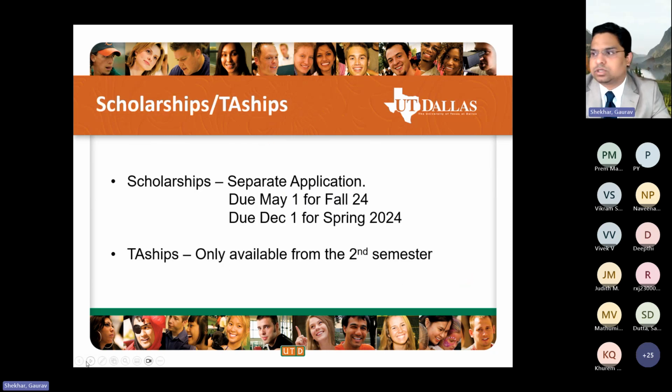Okay, scholarships. So for scholarships, we need a separate application. If you're going for fall 24, the due date is May 1st for us to receive your scholarship application, which is separate, and your official GRE GMAT score. So if you went for a waiver, we won't be able to consider you for a scholarship just because we need an official score. So the official score and your scholarship application should have reached us by May 1st. The deadline is December 1st for spring 24.